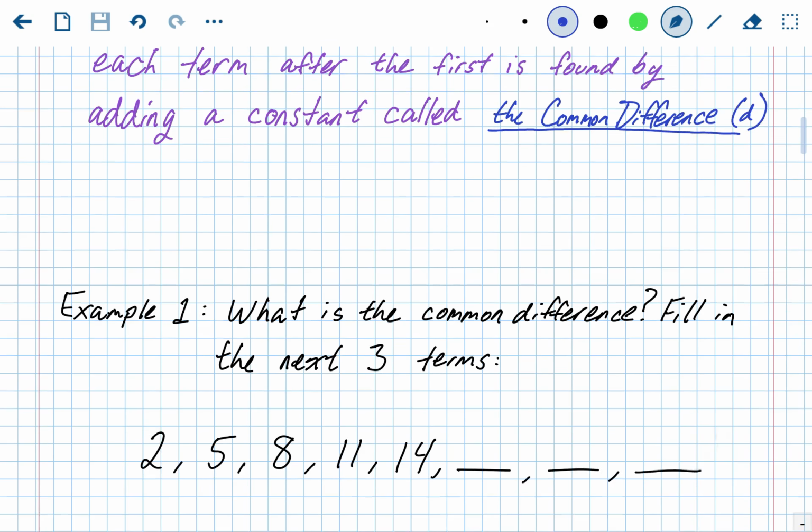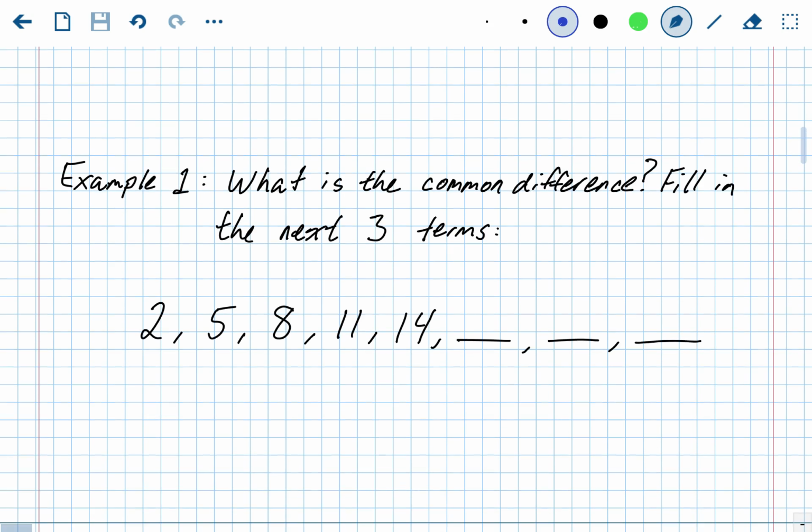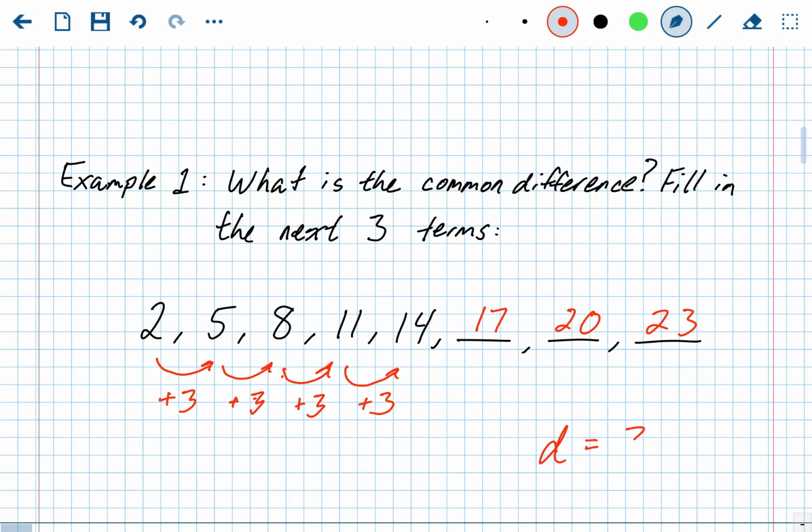So let's look at some easy examples. Example 1. What is the common difference, and fill in the next three terms. You're just trying to find the pattern in this set of numbers. We have 2, 5, 8, 11, 14, and then blank, blank, blank. This one's fairly easy to see. To go from 2 to 5, you're adding 3. From 5 to 8, you're adding 3. 8 to 11, 11 to 14: plus 3, plus 3, plus 3. That's the pattern. So to fill in the next three terms, 14 plus 3 is 17, 17 plus 3 is 20, 20 plus 3 is 23. The common difference, which again is the lowercase d, is a positive 3.